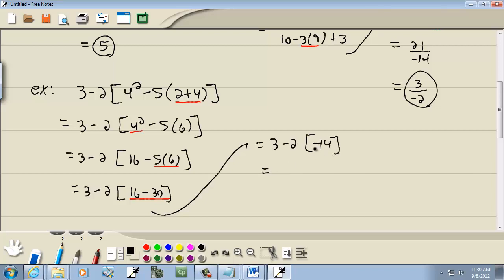Now, nothing left to do inside the bracket. So I'm going back and looking at my whole problem again. Excuse, exponents, no. My dear, multiplication, division. Here we have multiplication. So we got negative 2 times negative 14. That gives us positive 28. And last thing, Aunt Sally, addition, subtraction. 3 plus 28 is 31. And those would be our answers for those three problems.